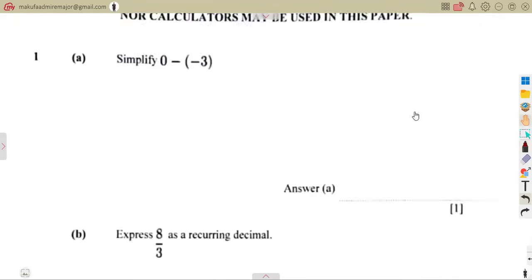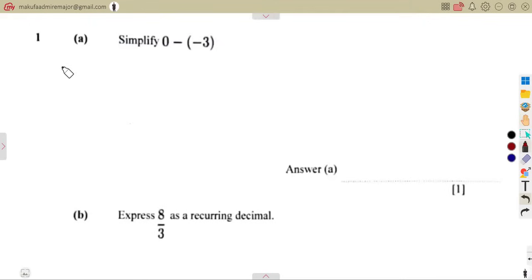So we are given the first part of our question, that was to simplify. That is number 1a, simplify. That's 0 minus minus 3. So we've got two things here, a minus, then a minus, which is on 3. So remember, if these two signs meet, a minus and a minus, that is going to be a positive. You are given a minus and a minus. Same if you're given a positive and a positive.